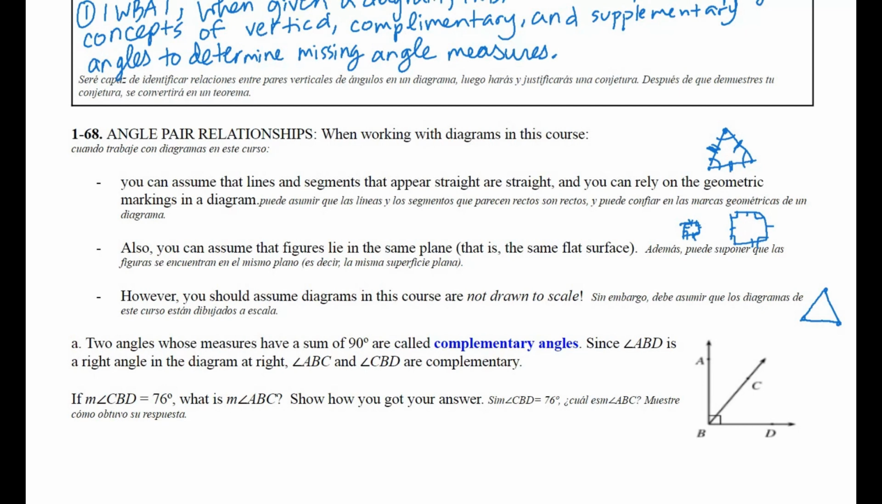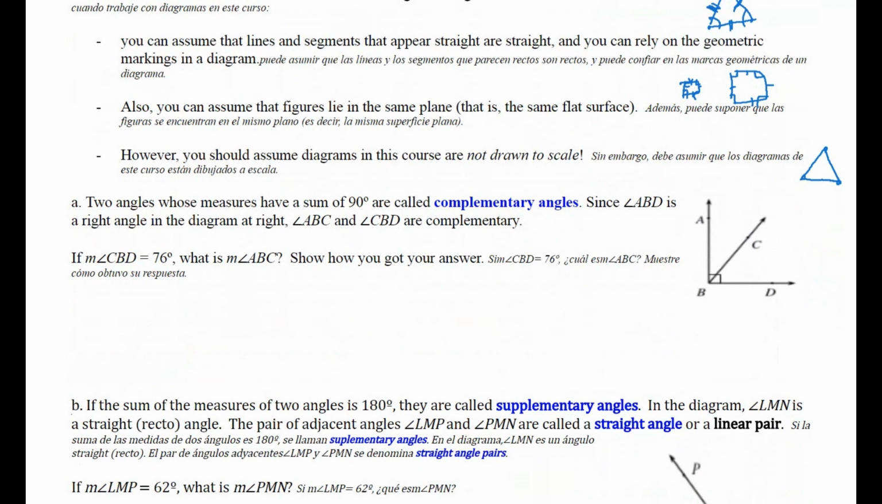Okay, here we go. Part A. Two angles whose measures have a sum of 90 degrees are called complementary. Here we have angle ABD. And we're told that it's a right angle by this symbol right here. And therefore, angles ABC and CBD must be complementary because they combine to make that 90-degree angle.